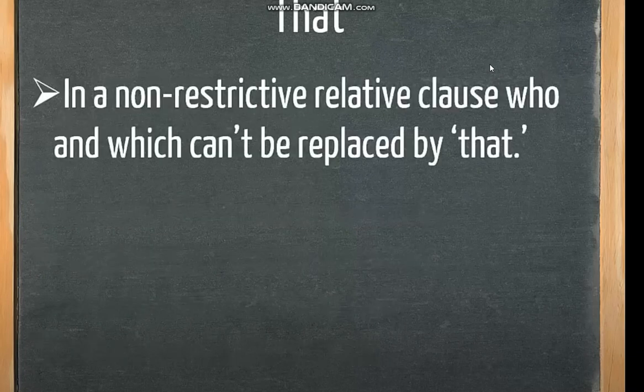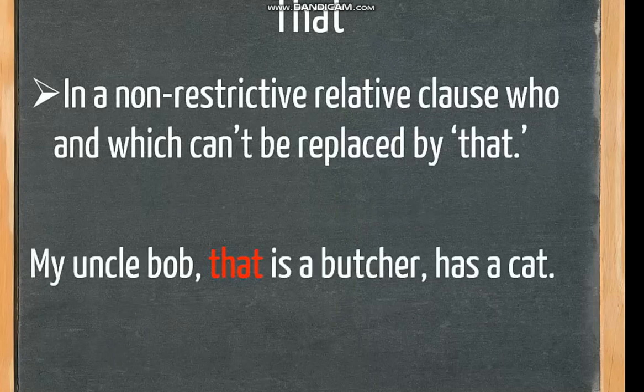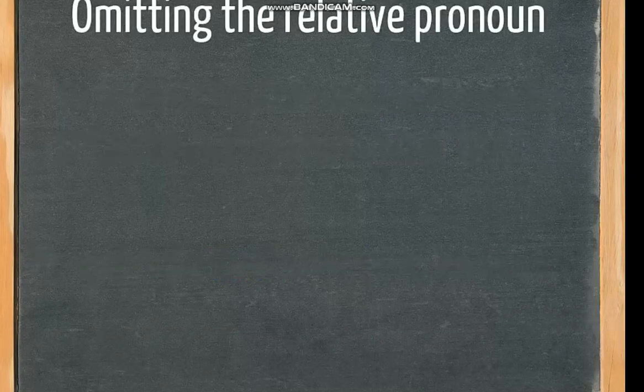In a non-restrictive relative clause, who and which can't be replaced by that. My Uncle Bob, that is a butcher, has a cat, is grammatically incorrect. I repeat, in a non-restrictive relative clause, who and which cannot be replaced by that. So it makes the sentence incorrect. You can't use that in a non-restrictive relative clause. You can only use that in a restrictive relative clause.